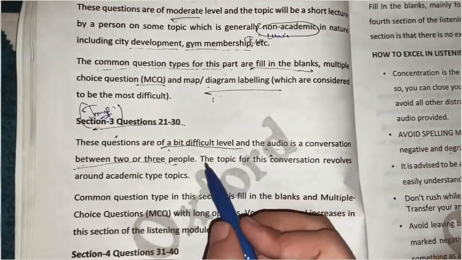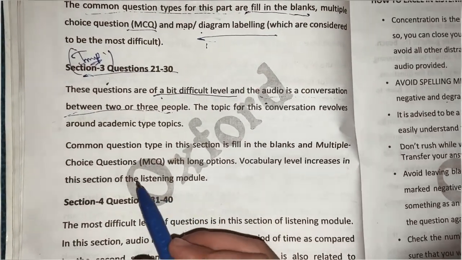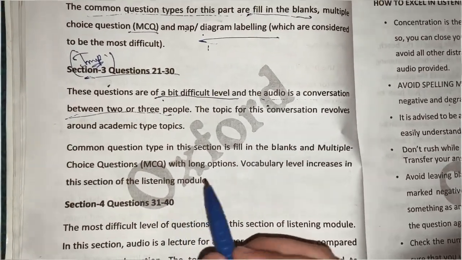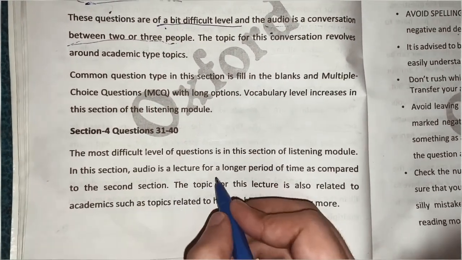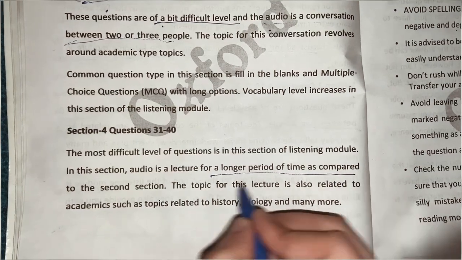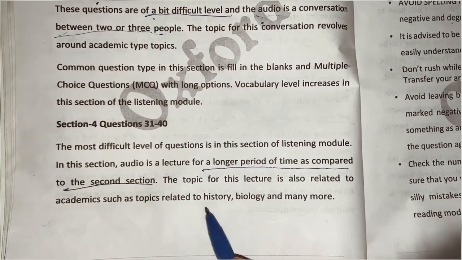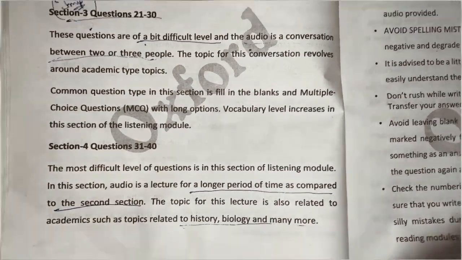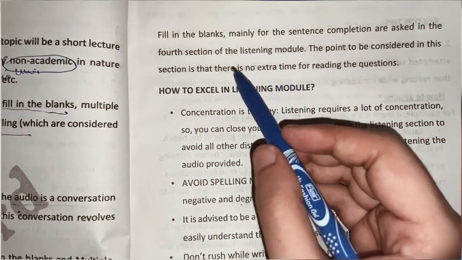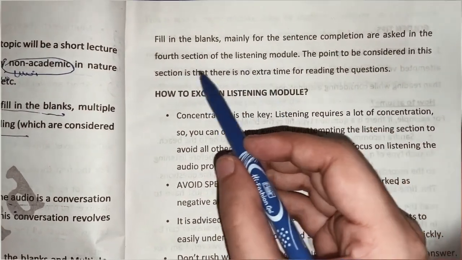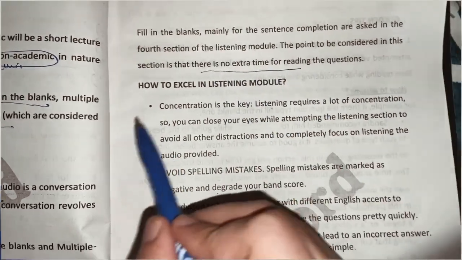Also, these topic conversations revolve around academic type topics. Okay guys, so these increase your vocabulary level, these are the listening module. Okay, and in section 4 these are the most difficult type of questions, like an audio lecture of longer duration as compared to the other sections. The topic is related to history and biology, etc. So the point to be considered in this section is that there is no extra time for reading the questions.